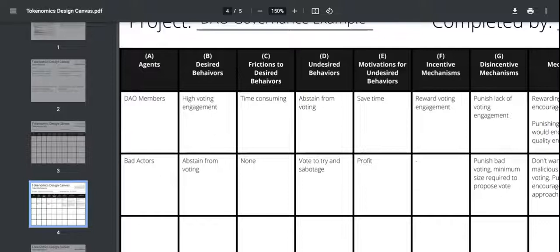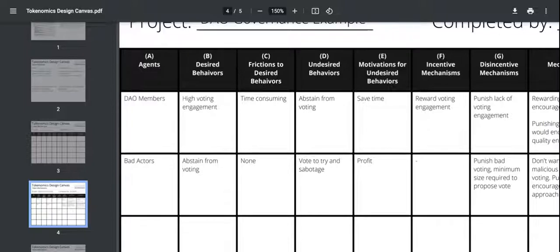Now, you might think this doesn't make any sense, or your warning flags might be going up. That's fine. Remember, we're just brainstorming right now. This doesn't mean that we're necessarily going to think this is a good idea or include it in our tokenomics. But we're throwing it out there because it's possible we could punish a lack of voting engagement. Okay, so we've completed columns A through G for the first row. Now we're moving down to the next row, bad actors.